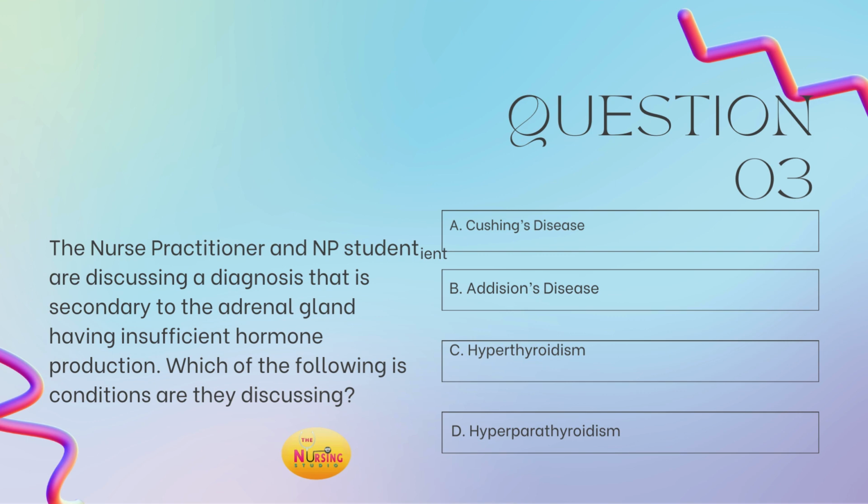Remember, Addison's, we need to add back in because we are insufficient in the hormone, okay? Whereas with Cushing's disease, we got a cushion. We are in excess. We have too much of it. We're not lacking anything, okay?